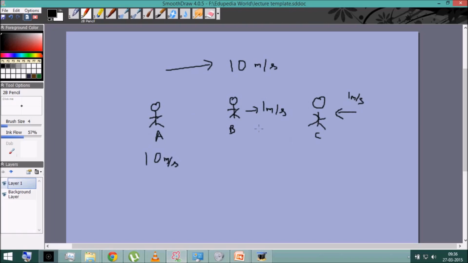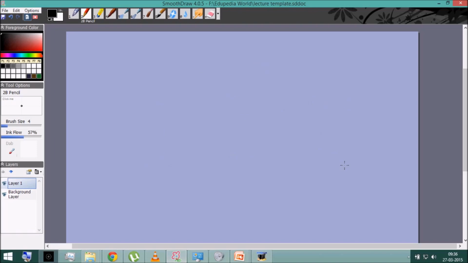So the person who's stationary will see the speed of this car to be 10 meters per second. But the person who's running in the same direction, by the time the car has covered 10 meters, the person has covered 1 meter. So the person will see that the car has only traveled 9 meters forward. So he'll see the speed to be 9 meters per second. And the person who's going in the backwards direction will see the speed to be 11 meters per second. Let's look at that a little bit more concretely.